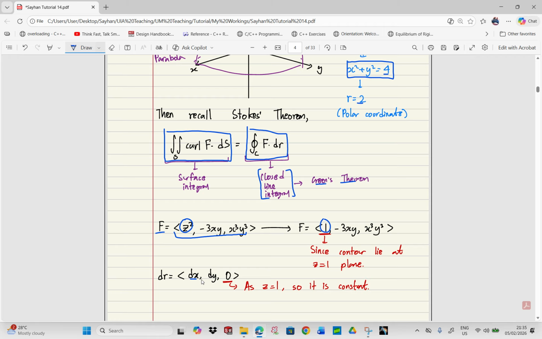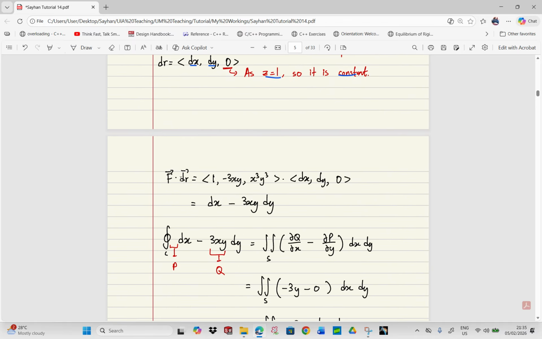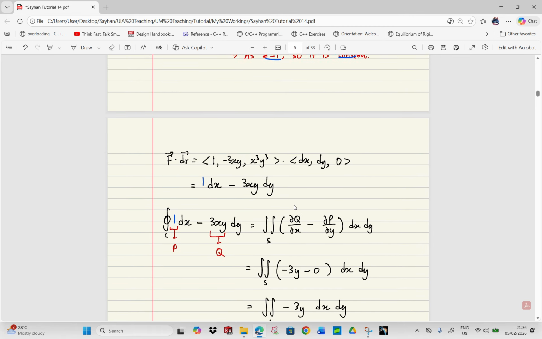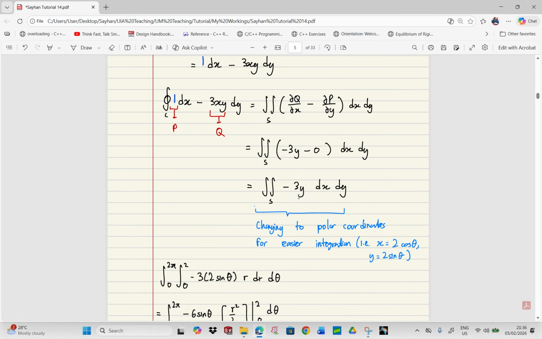Then dr is simply dx, dy, and 0 because z equals 1, so it's a constant. Then you do the dot product between F and dr. This is what you'll end up having, which is simply 1 dx minus 3xy dy. So our P is 1 and our Q is minus 3xy. Once you perform Green's theorem, this is what we end up having. This is our expression, a double integral of negative 3y dx dy.